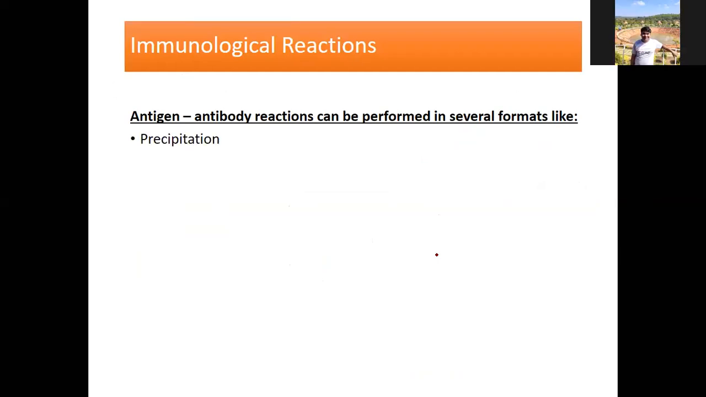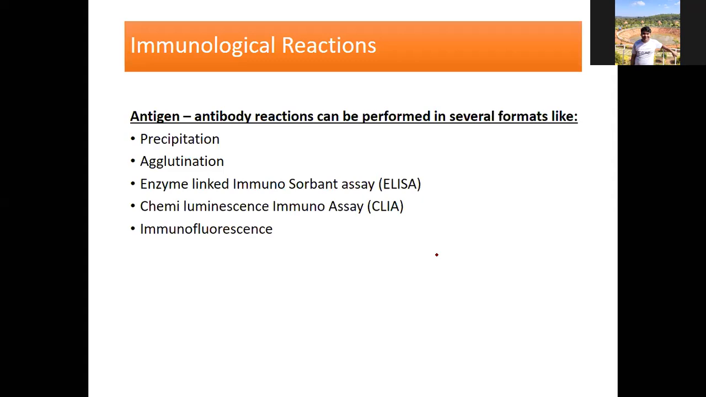Okay, so now the main theme of my talk is immune reactions, and what are the different types of immune reactions that are carried out. Majorly, they are precipitation, agglutination, the enzyme linked immunosorbent assay or ELISA, chemiluminescence immunoassay, immunofluorescence, and flow cytometry. In this discussion, I would like to give a brief overview of all these types of antigen antibody reactions that are used in diagnostic assessments. These are the most prominently used methods.